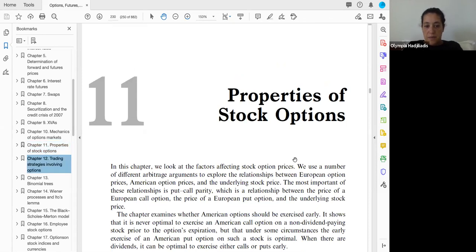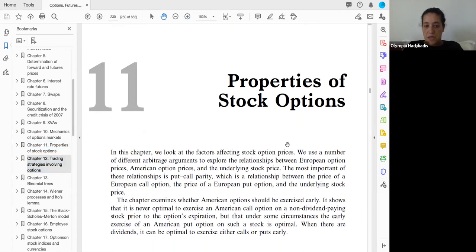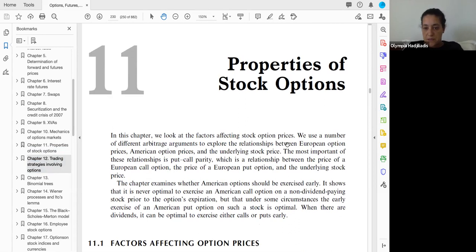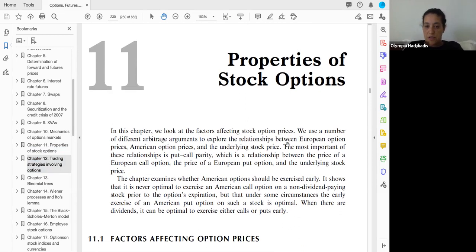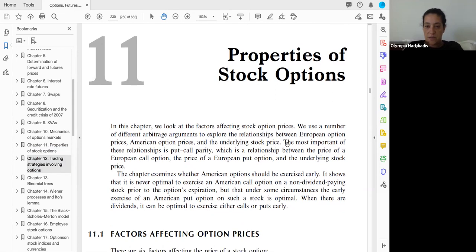In this chapter, we look at the factors affecting stock option prices. We use a number of different arbitrage arguments to explore the relationship between European option prices, American option prices, and the underlying stock price. The most important of these relationships is put-call parity, which is a relationship between the price of a European call option, the price of a European put option, and the underlying stock price.